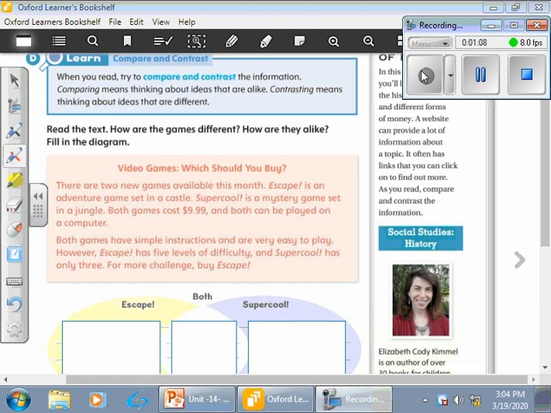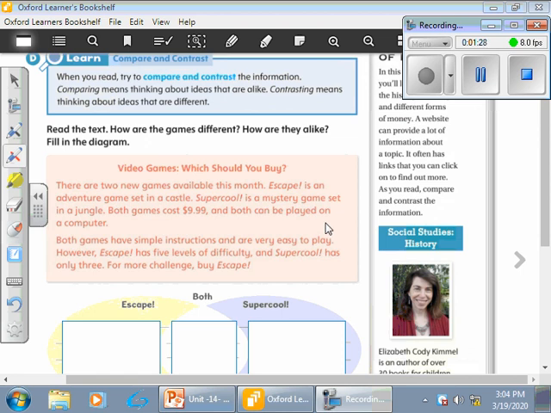And sometimes we have common points between both items that I am comparing and contrasting. We have common things between them. So we are going to write it as follows in the graphic organizer after reading this paragraph.